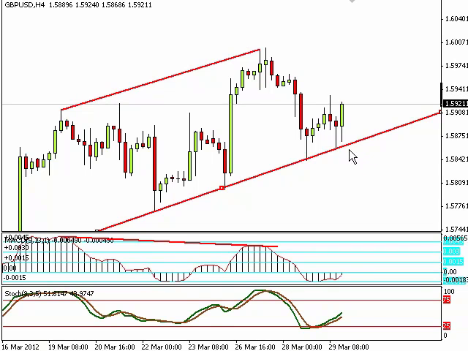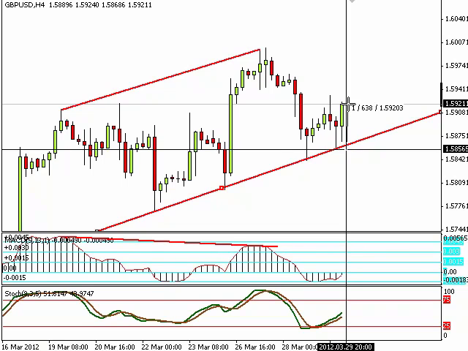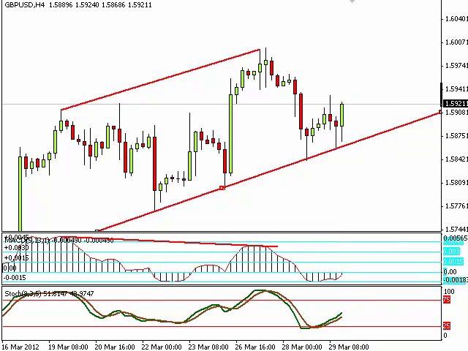The British pound experiment on taking trades simply off trend lines is doing rather well. This move from this morning is now 60 odd pips in profit.